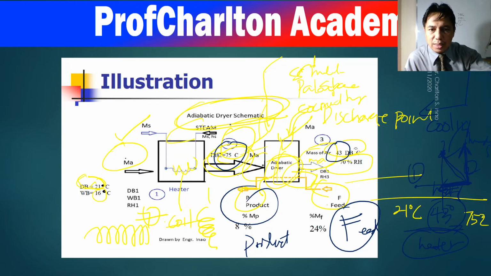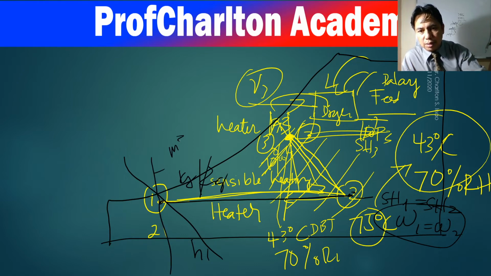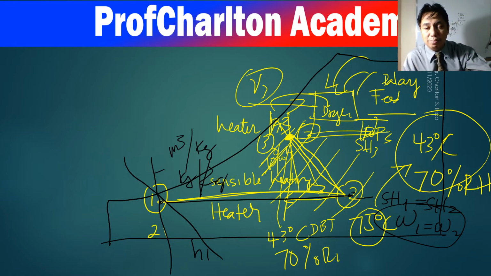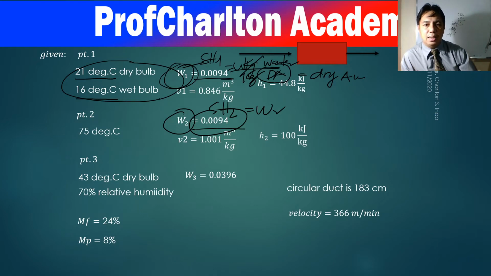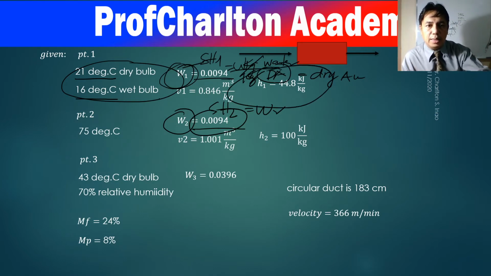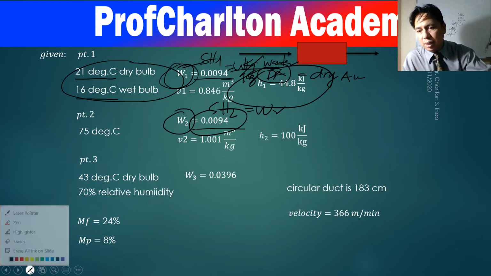The H1. How do we get the H1? This one, no? So here, we can have H1, meaning kilojoule per kilogram. We can also have the specific volume somewhere here, meter cube per kilogram, 1 kilogram of mass. So I think it's very clear now. We were able to get the enthalpy 1, specific humidity 1, which is also equal to specific humidity 2. We can get the specific volume, which is 0.846 meter cube per kilogram.